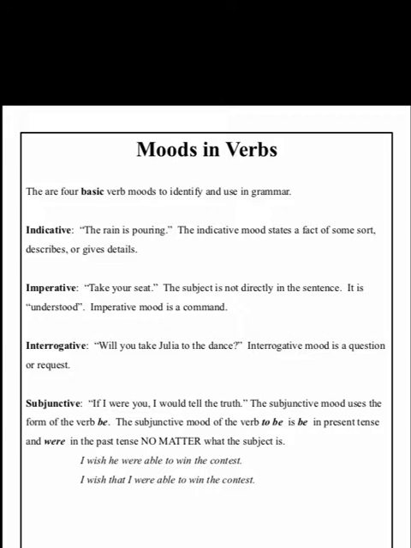Interrogative is like the word interrogate. Use that when asking a question. Will you take Julia to the dance? And then subjunctive is, as explained in your flipped assignment, when you are discussing wishes, hypothetical situations, dreams, opinions, possibilities, anything that is contrary to concrete fact. So our example is, if I were you, I would tell the truth. But instead of saying, if I was you, I would tell the truth, to indicate that it is not ever possible for me to be you, we would say, if I were you, I would tell the truth.